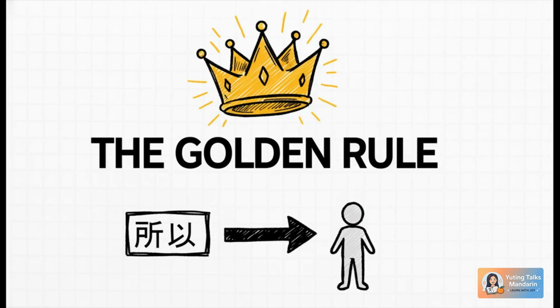So let's just call this the golden rule for 所以. No matter what, it's always going to come directly before the subject of that result clause. Go ahead and lock that one in your brain.